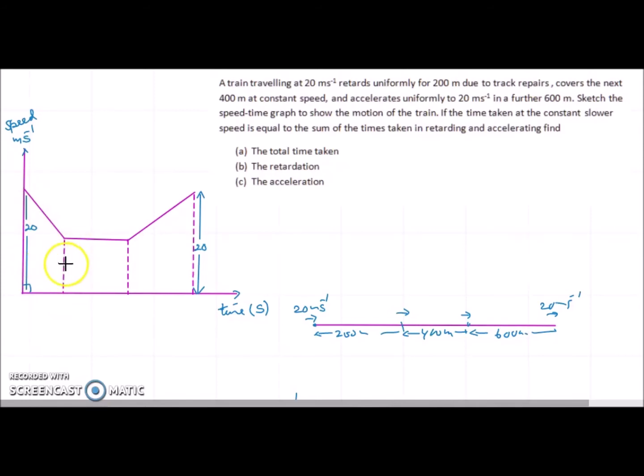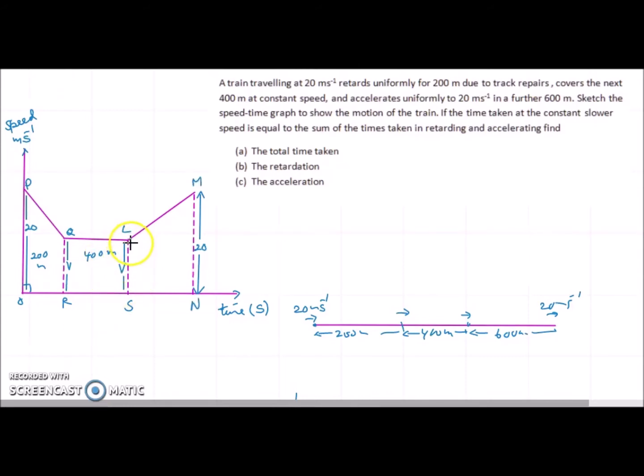Let the constant speed be v. Now this is a trapezium. I name it as OPQR. The area of this trapezium equals 200. We name this as RQLS. The area of this rectangle is 400 meters.